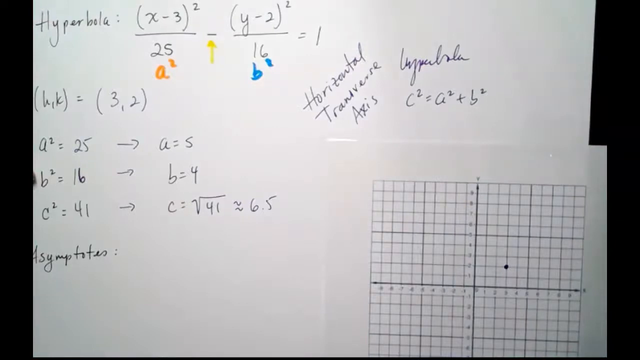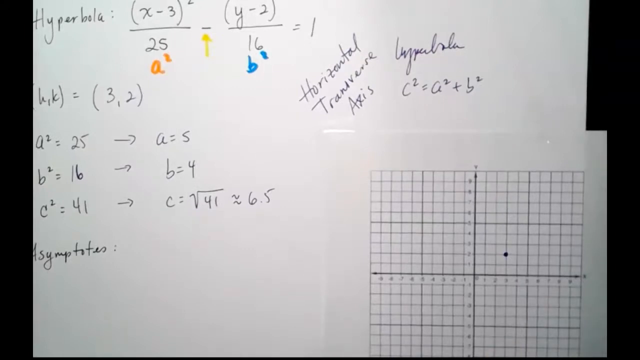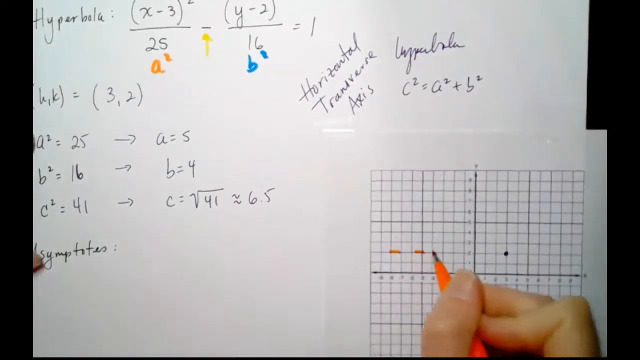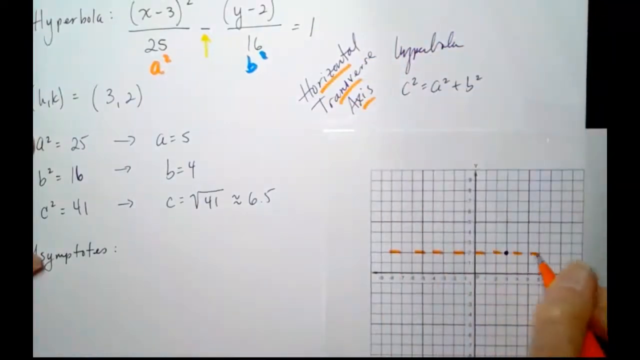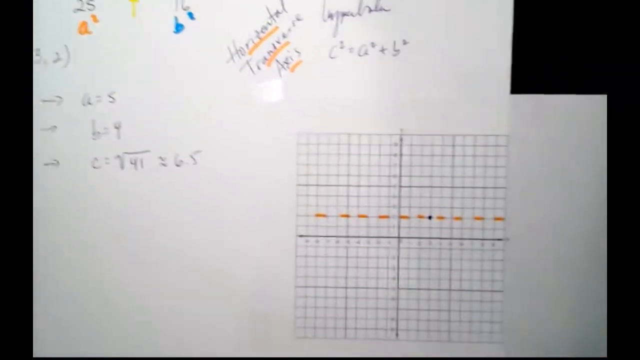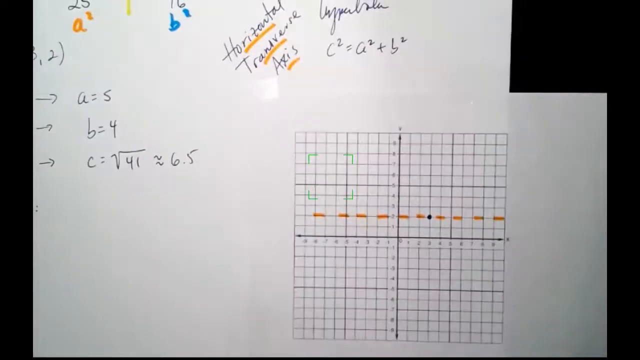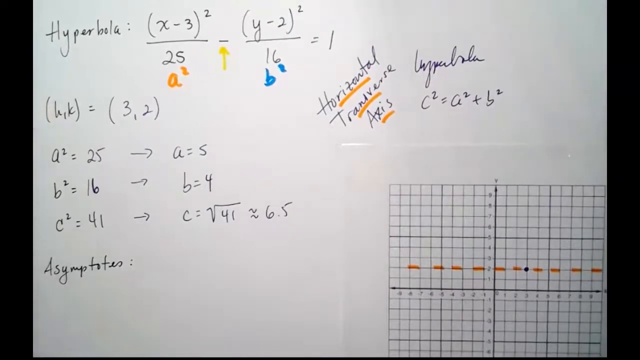If we have a horizontal transverse axis, that is where the vertices are going to live, and it's also where the foci are going to live. So we have a horizontal transverse axis cutting through here. I'll do it in orange. Zoom and be sure everything is focused for you guys. All right, so horizontal transverse axis cutting through the center point.